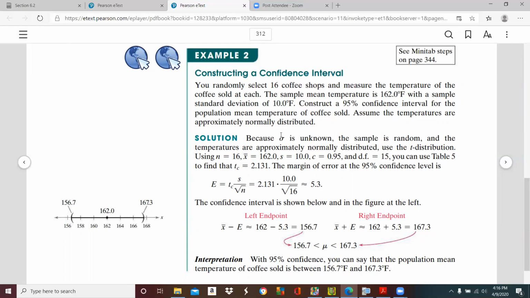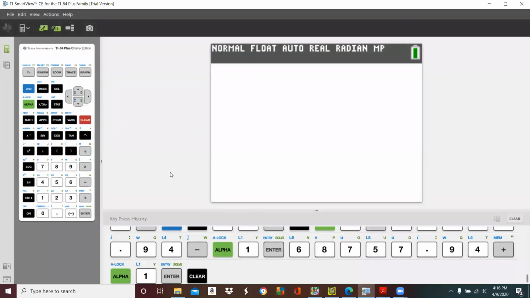All right, once again, since sigma is unknown, it's not mentioned in the problem, but we do have the sample standard deviation mentioned. We're going to be using the section 6.2 formula for calculating the margin of error. So we're going to use a T critical value, multiply that by s, the sample standard deviation, divided by the square root of the sample size. Now, how do we find the T critical value? Well, it's a 95% confidence interval, and n is equal to 16. So let's go to our calculator and determine what T is.